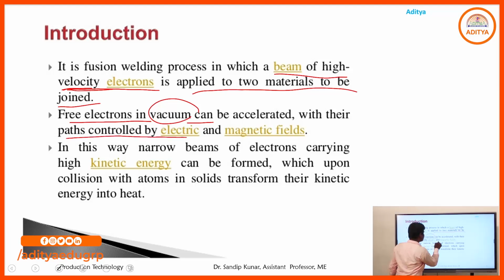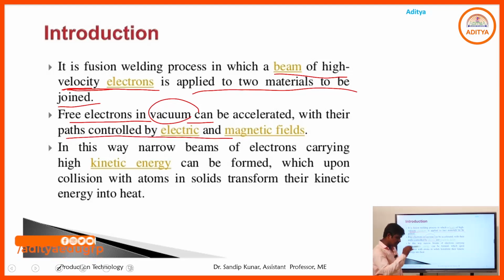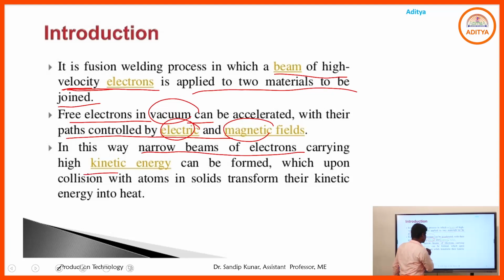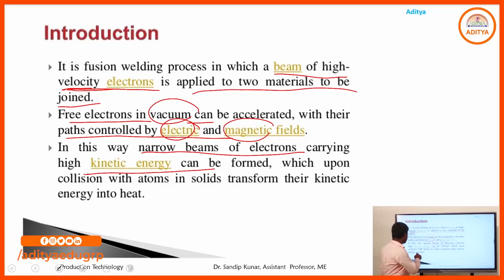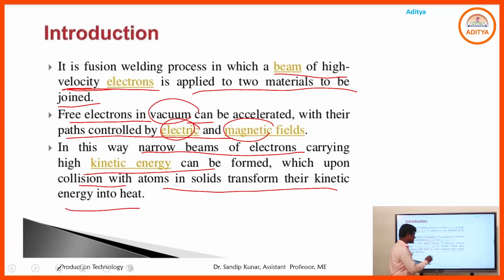The path is controlled by electric and magnetic fields, and the flow of electron beams is controlled by them. Some devices are engaged in the process that help to control the flow of the beam of high velocity electrons. Narrow beams of electrons carrying kinetic energy can be formed. Collision with atoms in the solid transforms their kinetic energy into heat.